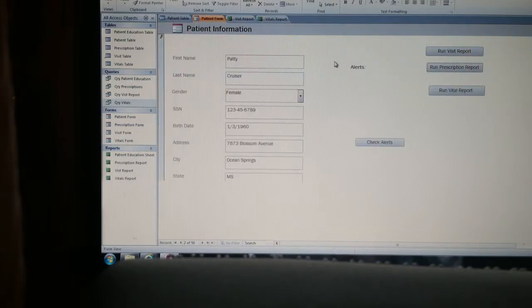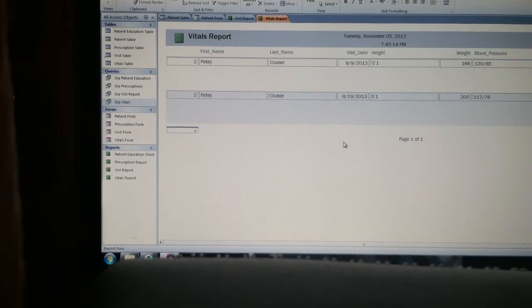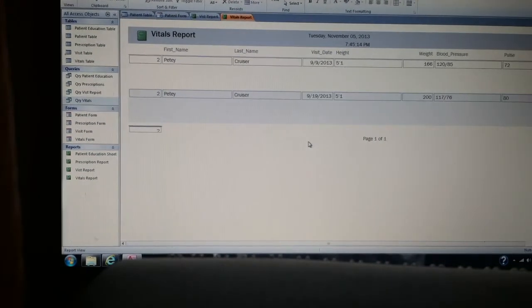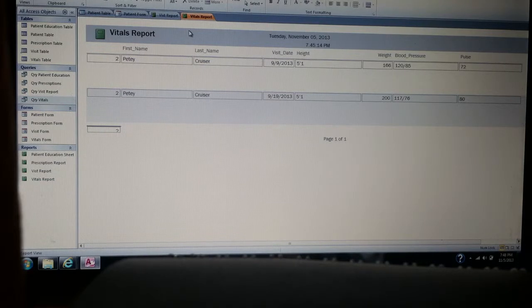We'll go back here to our patient form, and then we can click a Run Vitals Report. We click this, and this gives us all of her vitals that she's had each time she's came in, such as her weight, her blood pressure, and her pulse. This allows the doctor to go back and look to see if maybe one time she came in and her blood pressure was fine, the next time she came in and it was elevated. They can keep track of this so that if her blood pressure does stay elevated each time she comes in, they could then possibly diagnose her with hypertension, high blood pressure, and possibly put her on medication to help control that.